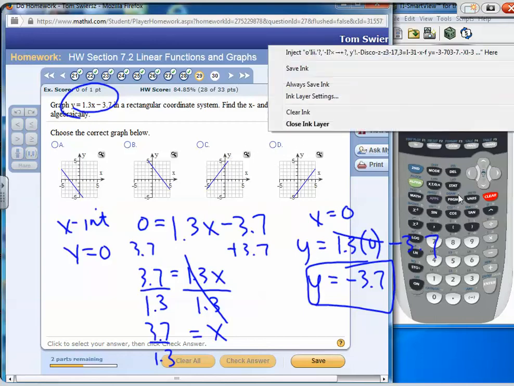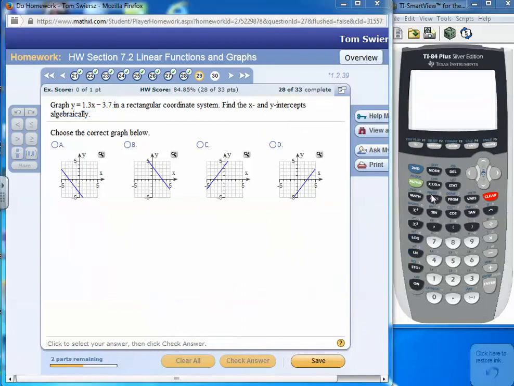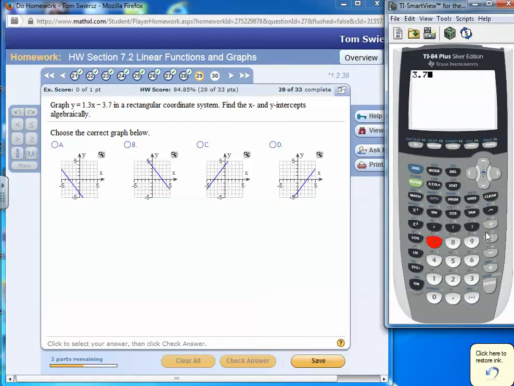Okay, so again, we'll do 3.7 divided by 1.3. So that's about 2.84. So 2.8 is going to be the x-intercept. So now if the x-intercept is about 2.8, it looks like the y-intercept is going to be about a negative 3.7, right?